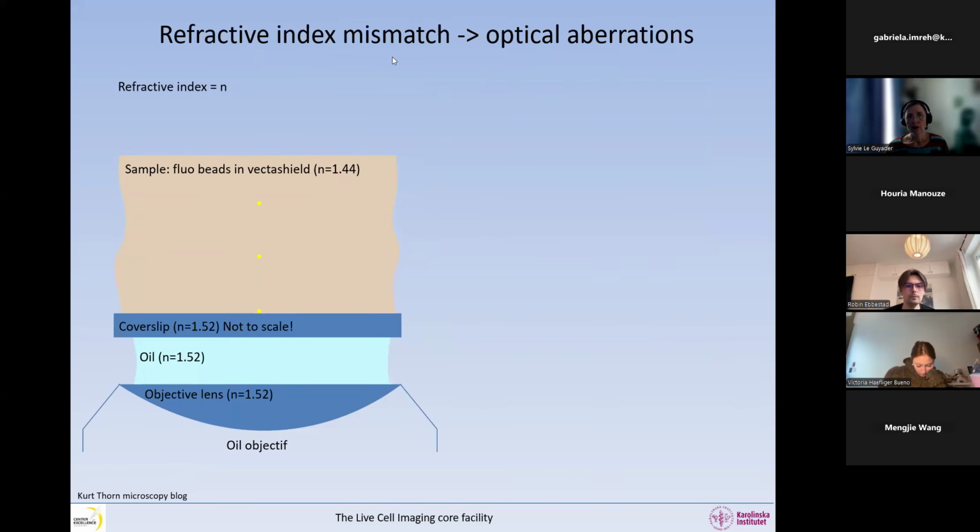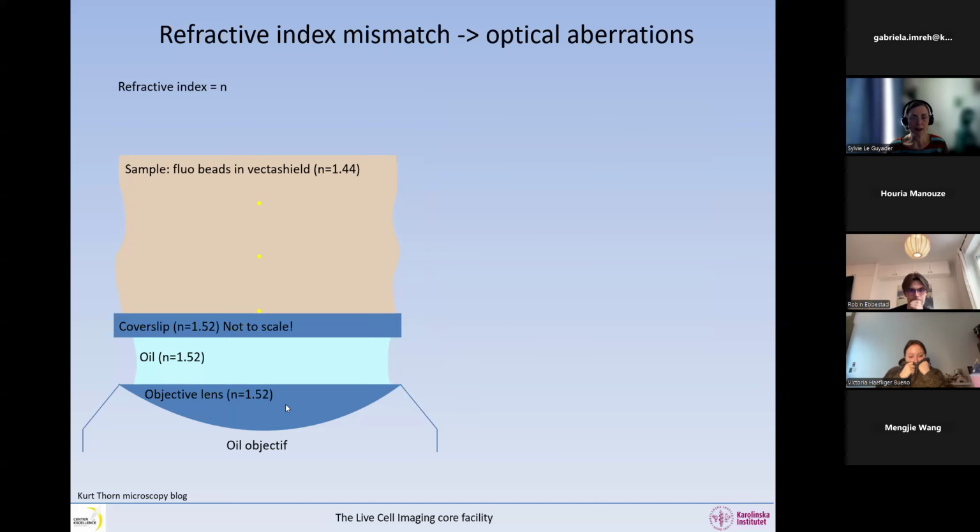When the optical aberrations are due to a problem with the refractive index mismatch, so we have light, both excitation and emission, going through lots of different refractive index interfaces, what can we do about it and what are the consequences? So here we have a schematic of a sample and an objective. This is an inverted microscope, pointing upwards. And here we have the front lens of the objective. This is an oil objective.